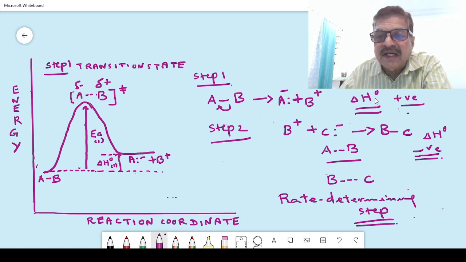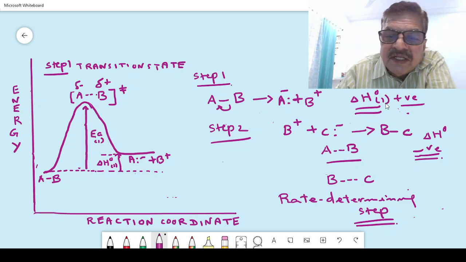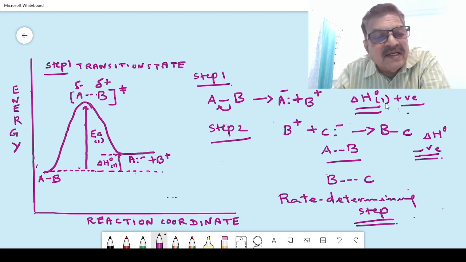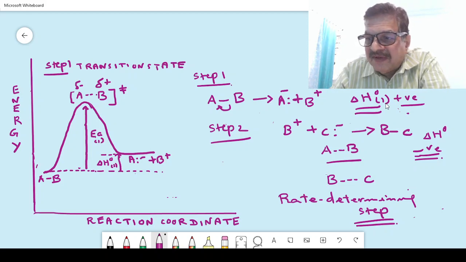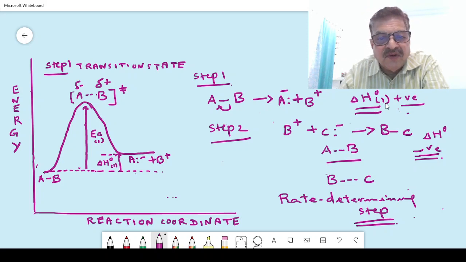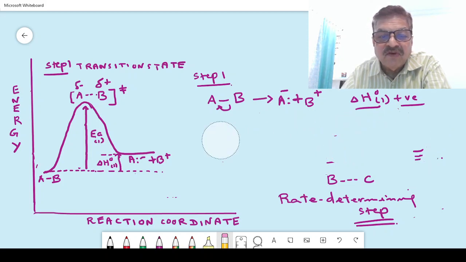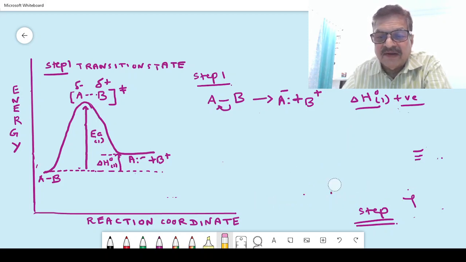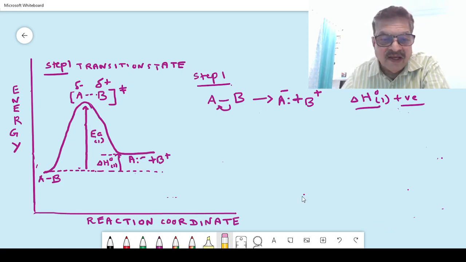Step 1 I have written here, delta H1 I can write here. That is positive because the energy is needed to break the bonds here. Therefore, the energy of the products is higher than the energy of the reactants, as we can see from the energy diagram. Now, in the second step, how will the energy diagram for step 2 look? In step 2, the products will be at a lower energy level. Correct. So delta H is negative here. Step 2, the same way we can draw the energy diagram.